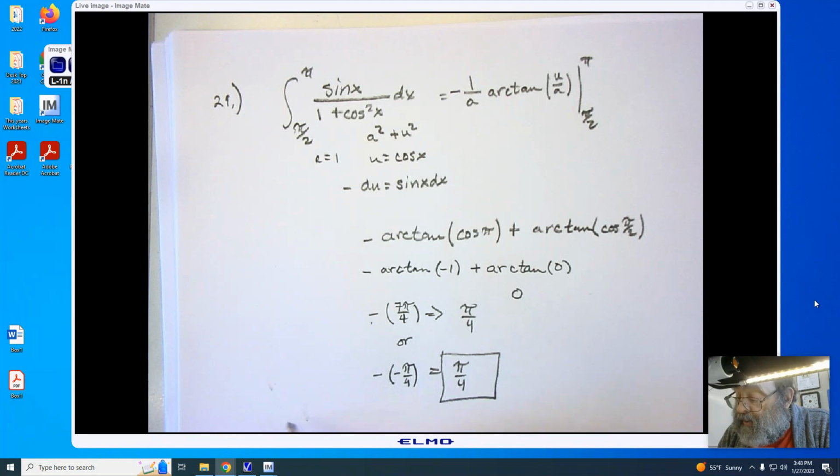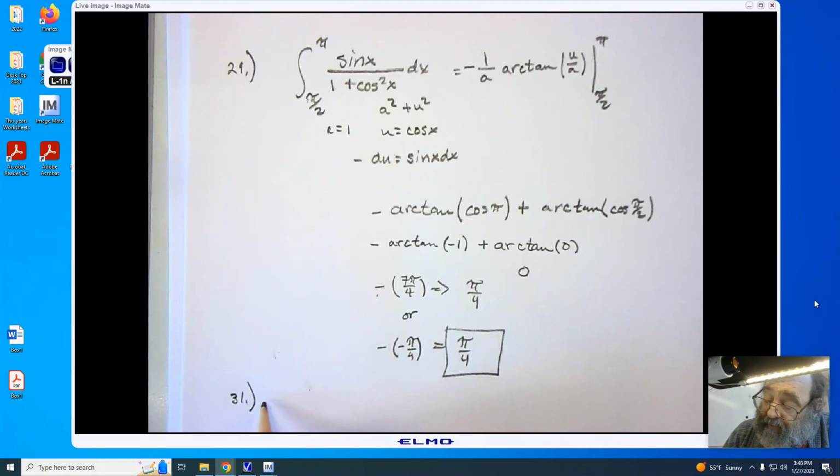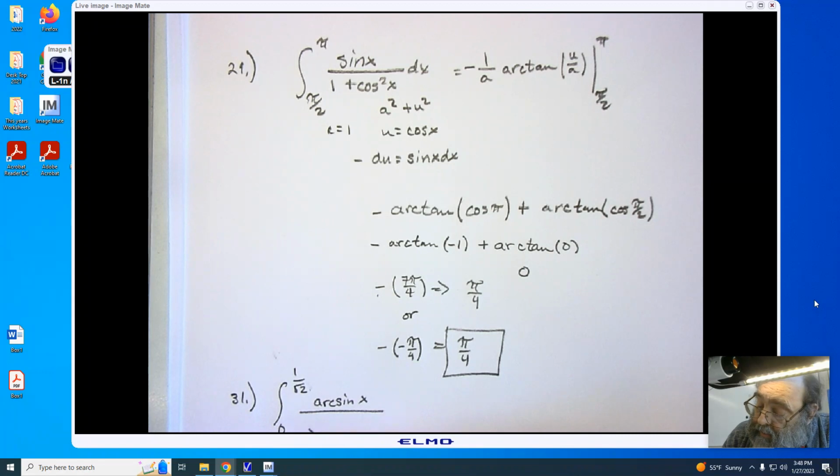This now brings me to number 31, the last of this group of our definite integrals using our inverse functions, 0 to 1 over root 2. And we are working with our arc sine, and we have arc sine of x over the square root of 1 minus x squared dx.